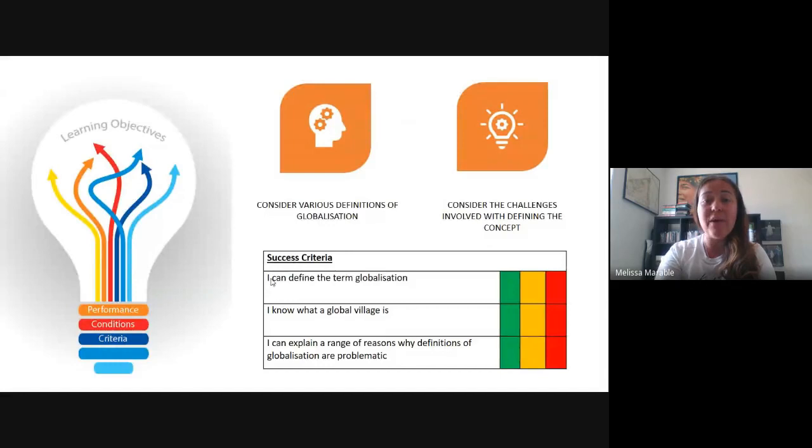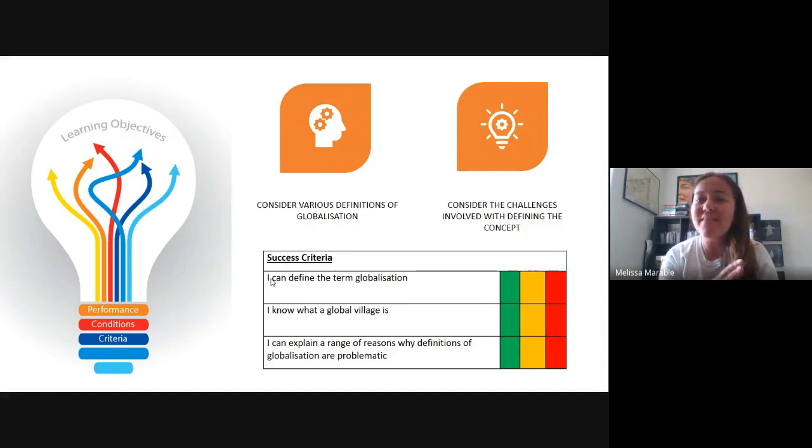So today we're going to be doing two key things. You need to consider various definitions of globalisation and then consider the challenges involved with defining the concept. Now these are two quite broad things that you need to do. So I've created a success criteria to help you to achieve those two learning objectives. So you need to be able to give definitions of globalisation. You need to know what a global village is, and you need to explain a range of reasons why defining globalisation can be problematic.